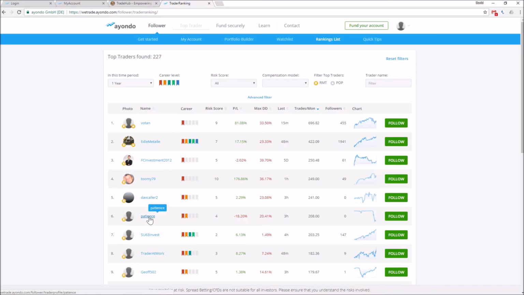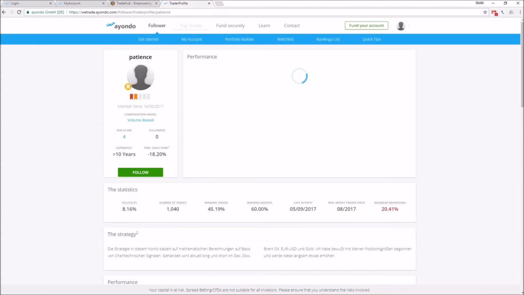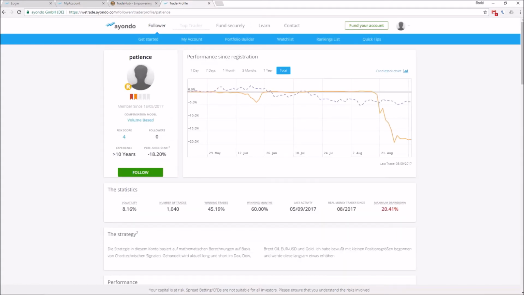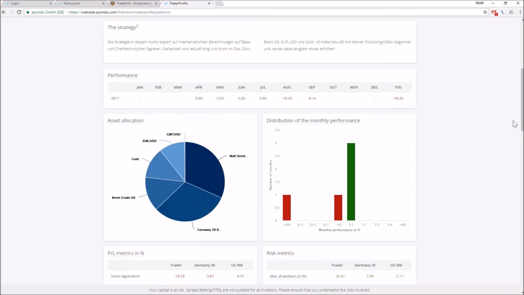Look at this one here. Patience seems to have had a bit of a nightmare. You can see a real money trader, but I'm not quite sure what's gone wrong here. It was bubbling around the 0% mark and has lost 20% in under a month. That's after having winning months, 60% winning months, but just got absolutely clobbered.